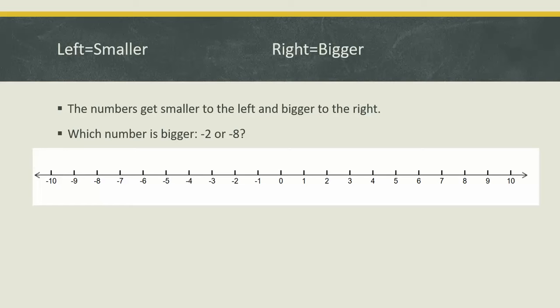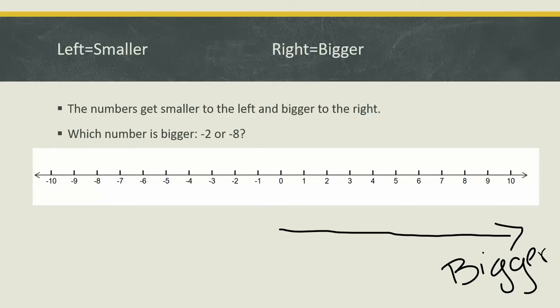You already know that on a number line, the positive numbers are to the right of 0 and the negative numbers are to the left of 0. When we're working with the positive numbers, as we move to the right, those numbers get bigger. To the left of 0 are negative numbers. As we move to the left, our numbers get smaller.